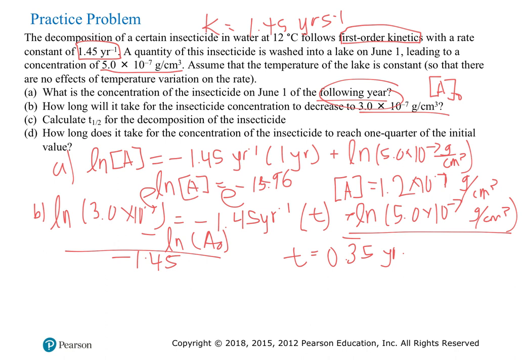For C, it wants to know the half-life of the decomposition, so we're just going to plug into the half-life of a first-order reaction. t half-life equals ln of 2 over k, so 1.45 inverse years. That gives us 0.478 years. So just doing a logic check: after 1 full year, we dropped down to about a quarter.